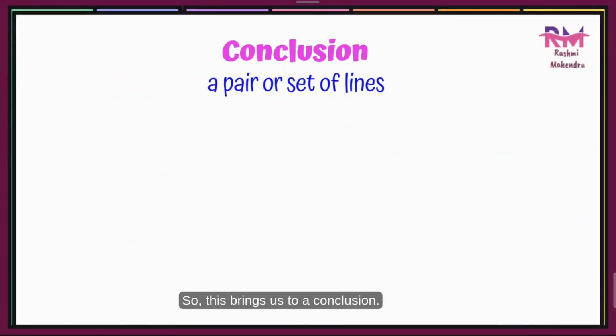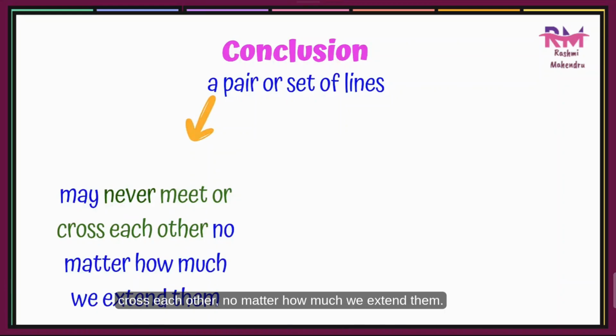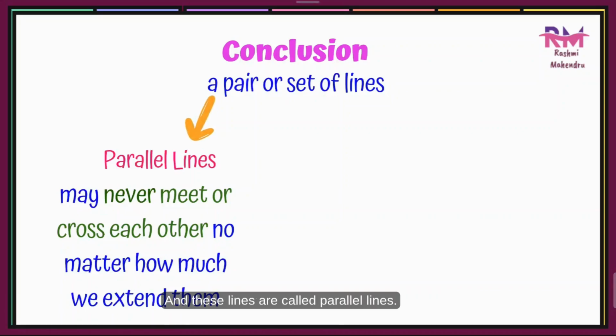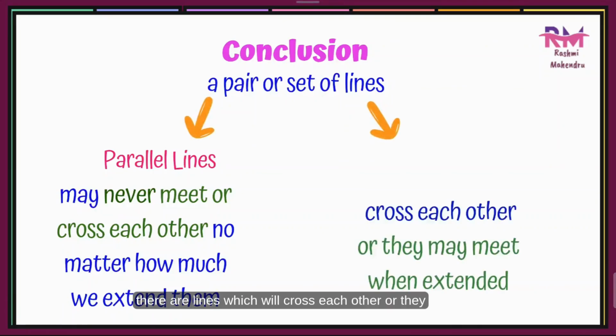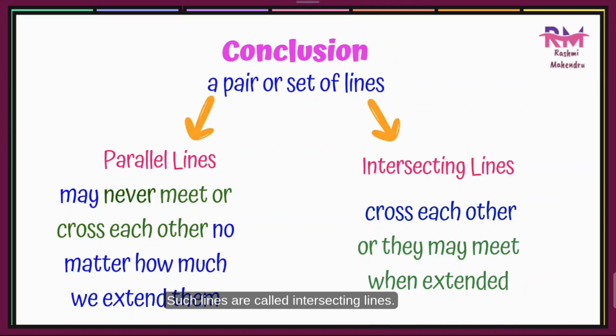So this brings us to a conclusion. A pair or set of lines may never meet or cross each other, no matter how much we extend them. And these lines are called parallel lines. Whereas there are lines which will cross each other or they already are meeting. They might meet when they are extended. Such lines are called intersecting lines.